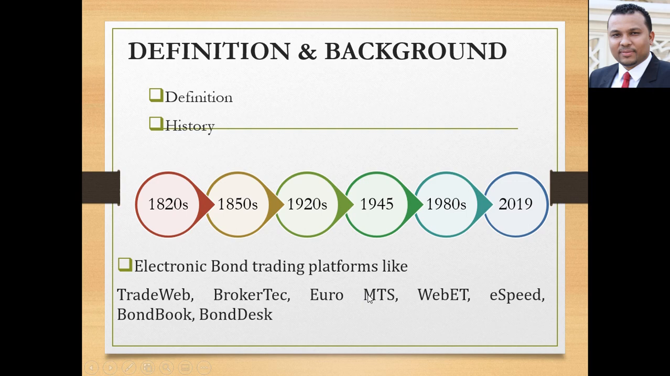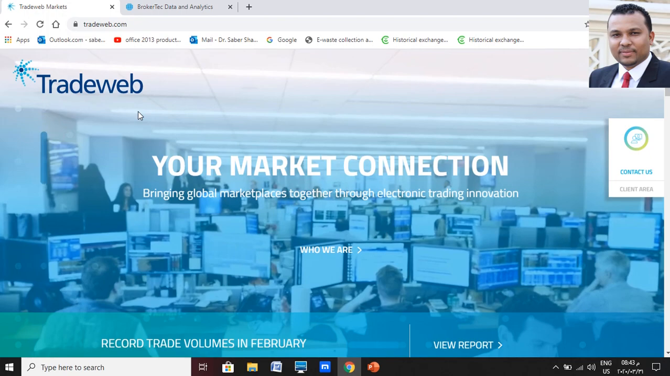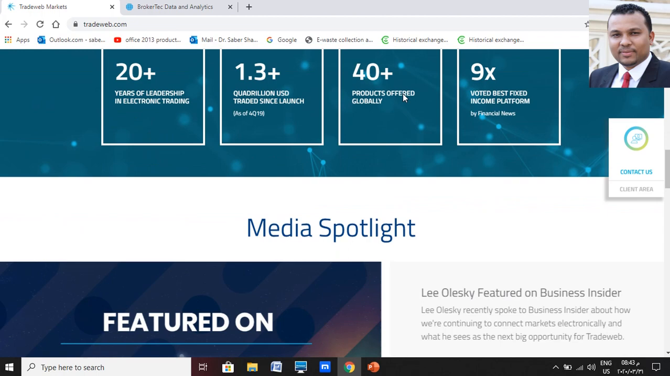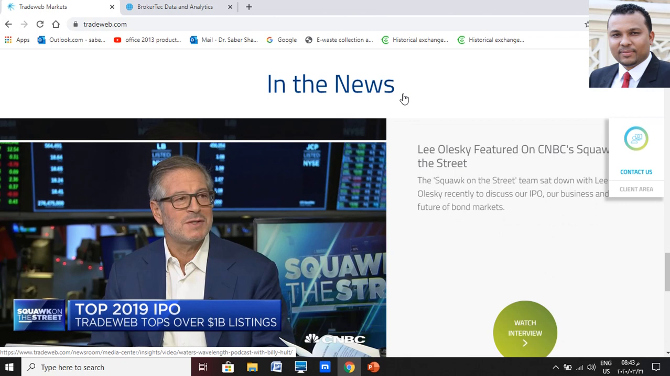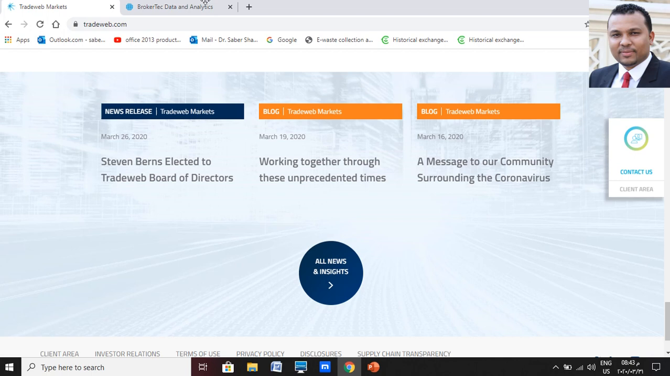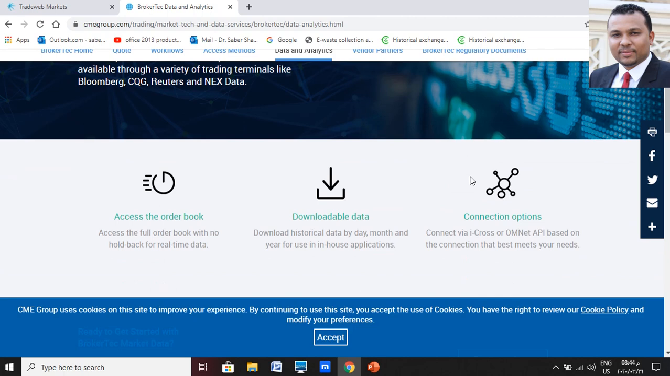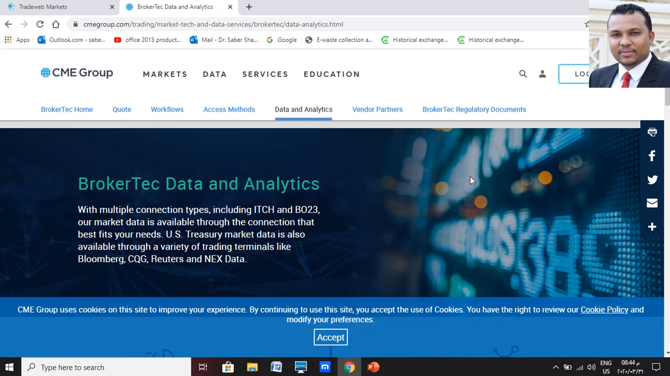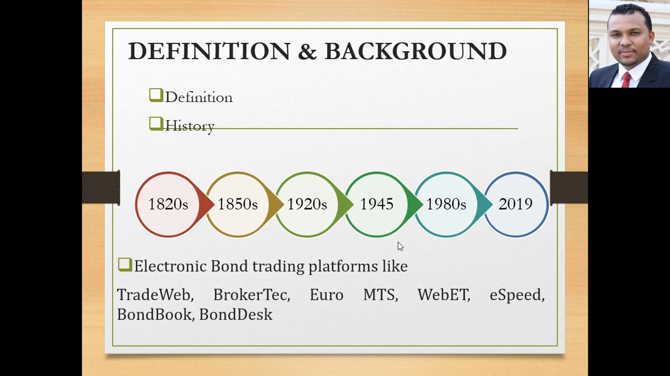Now we'll show examples of Tradeweb. Tradeweb.com as a platform for international bonds. Our clients, any data, media, statistics, and you can request any info about the international bonds. The same, BrokerTec, data and analytics, broker offering, quotes, statistics. You need to log in and create an account for the platforms. Platforms increasing the traded electronic bonds like Tradeweb and BrokerTec.